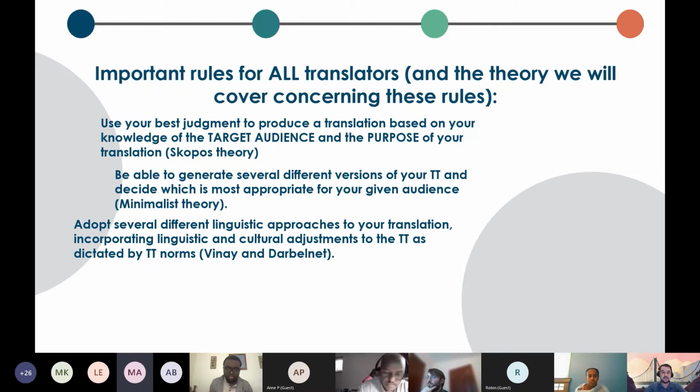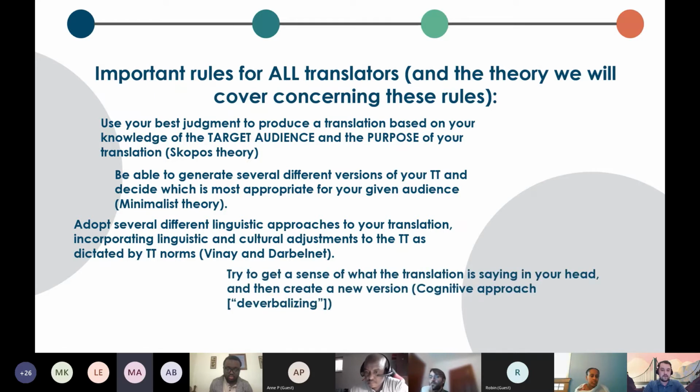Adopt several linguistic approaches to your translation, incorporating linguistic and cultural adjustments to the target text as dictated by target text norms. So this is what we're going to be talking about with Vinay and Darbelnet. These might be mostly things that we already do subconsciously when we're translating, different things that we use in order to generate a target text, but we're going to talk about them today with Vinay and Darbelnet, and then get a sense of what the translation is saying, and then create a new version.